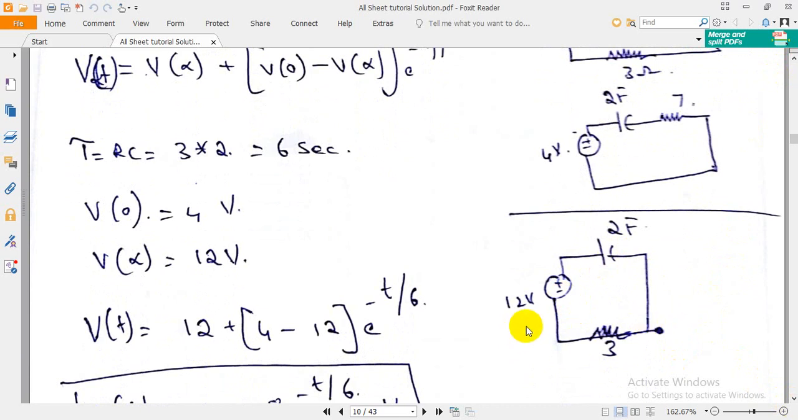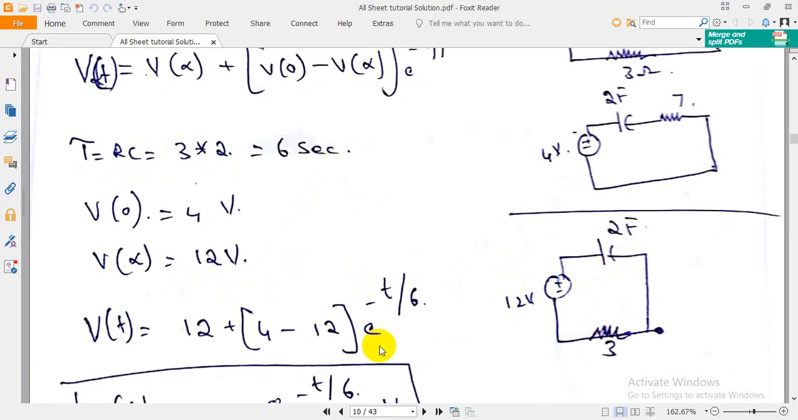Now find V of infinity. V of infinity will be 12. When the switch is closed for a long time, the whole voltage will appear at the capacitance, that is 12 volt. And what is RC? The time constant RC will be 3 multiplied by 2, which is 6 seconds.